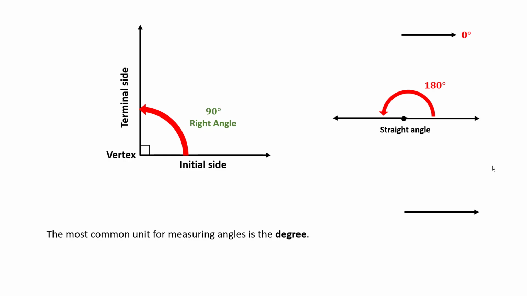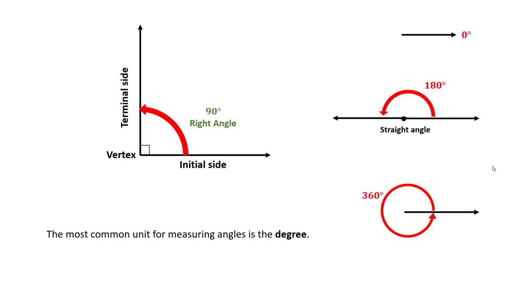And how about an angle that we obtain by rotating the terminal side until it comes back to the initial side? In other words, it makes a full circle. Well, that angle measures 360 degrees. So one full rotation, one circle, is 360 degrees.